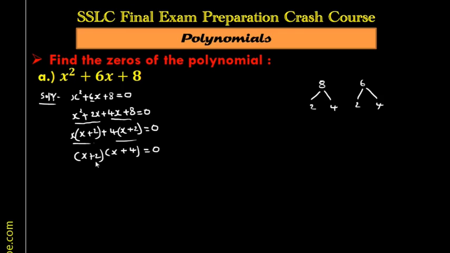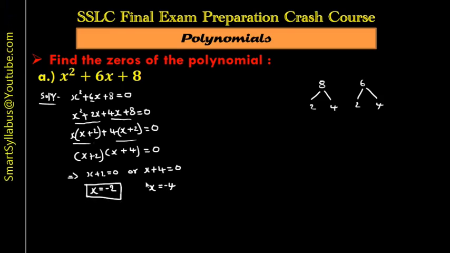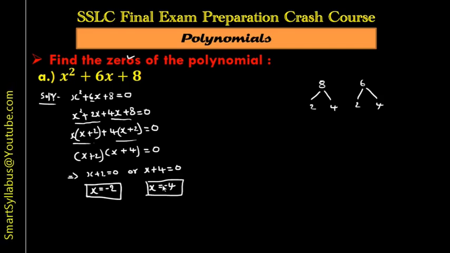It means either this bracket is 0 or this bracket is 0. That implies x plus 2 is 0 or x plus 4 is 0. From this, sending plus 2 to that side, we get minus 2. From this, sending plus 4 to that side, we get minus 4. These are nothing but the zeros of the polynomial, students. So this is how we find the zeros of the given polynomial.